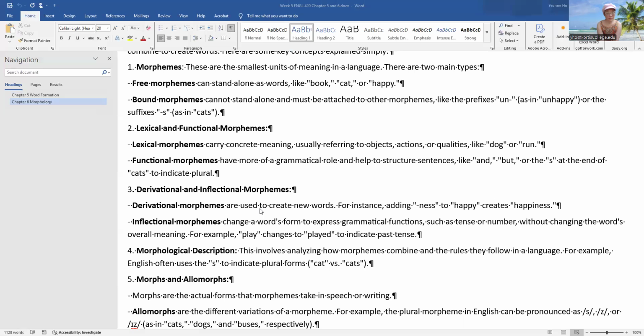Morphological description. This involves analyzing how morphemes combine and the rules they follow in a language. For example, English often uses s to indicate plural forms.